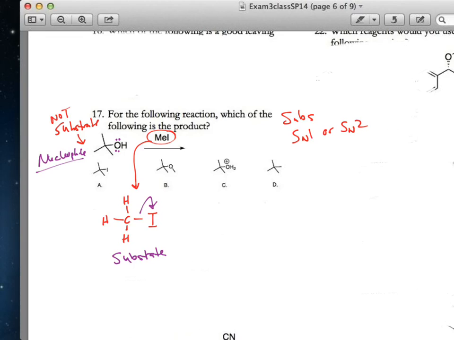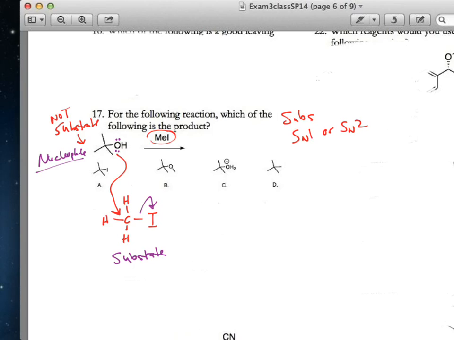Octets are never destroyed in the course of an SN2 reaction. So that answer doesn't work for me. You start with a complete octet in an SN2, and you will end with a complete octet under SN2 conditions. And I could just as easily show this as an SN2 mechanism. The lone pair comes in, kicks out the iodide, in one fell swoop, and I end up with a product.